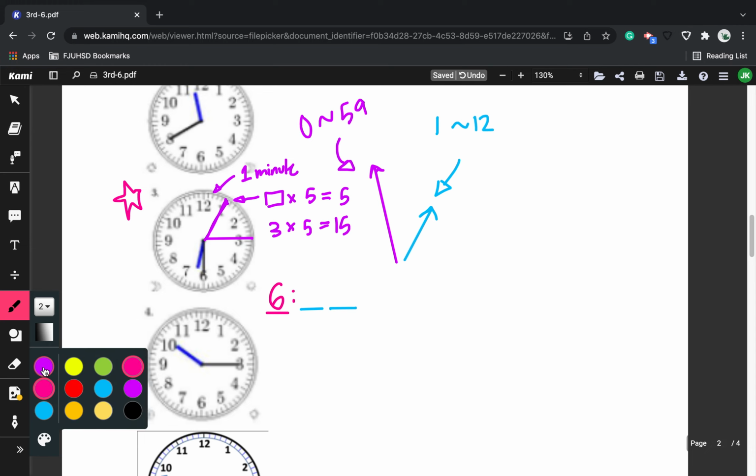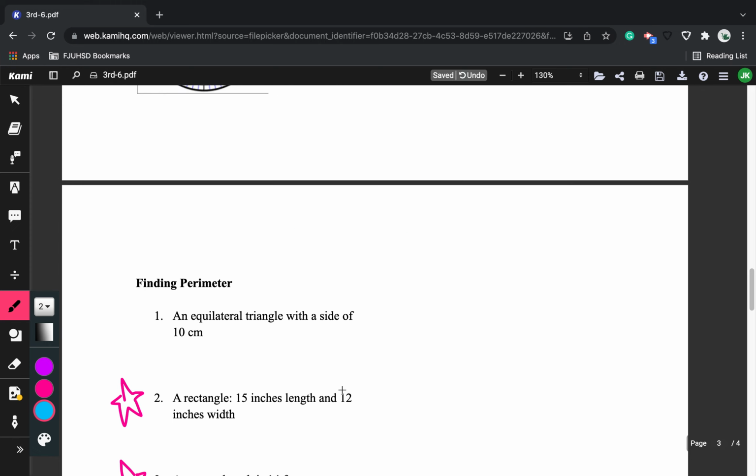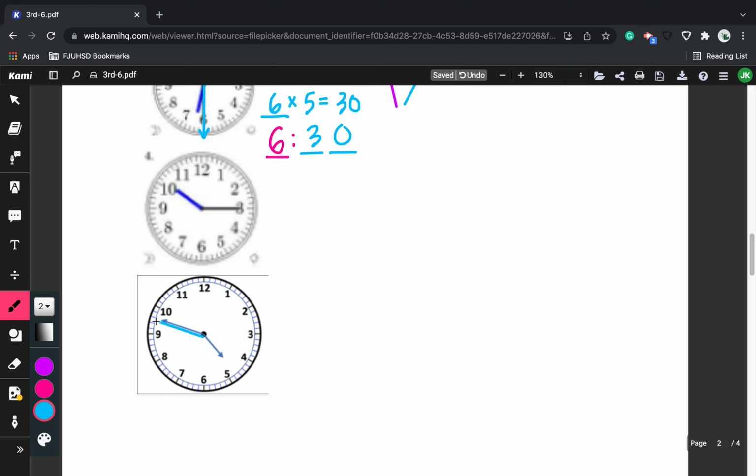So the minute hand is exactly touching 6. So we get that number, and we multiply that by 5. So that's going to be 30. Therefore, the time right now is 6:30. But if we do this one, for example, since the minute hand isn't touching any of the numbers, we go to the nearest one, which is 9 times 5, which is 45, and then count 46, 47, 48. And then you can find the hour.